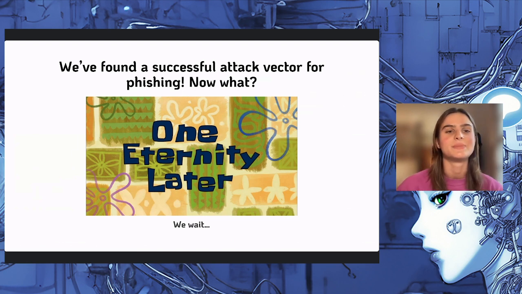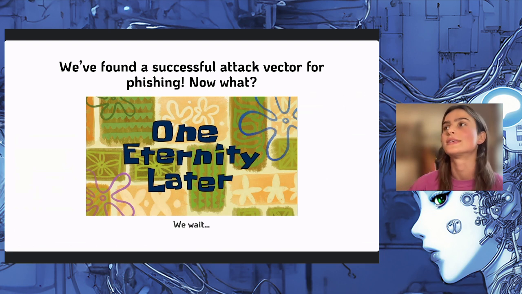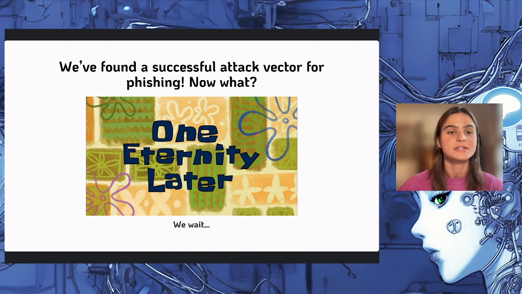So after I sent these messages within Teams, what did I do, right? We found a successful attack vector for phishing. Now what? You really just have to wait and see what type of results you get and what comes out of it. Initially, the messages I first sent looked pretty much exactly like a normal message, which didn't get too many clicks from the developers since there's usually so many that are sent throughout the day.